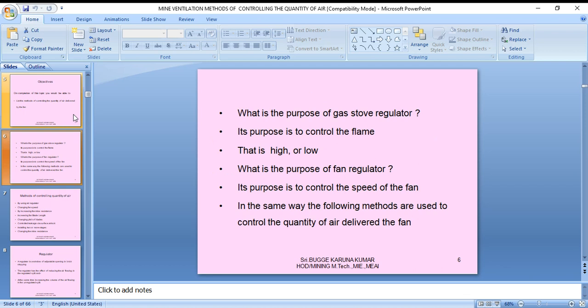Let us see some regular applications of regulators in your house. What is the purpose of a gas stove regulator? When you go to the kitchen, you can observe the mother cooking. The gas comes directly to the nozzles of the burners. One or two or three burners are there, sometimes four burners are used. Required only for the washing one, sometimes you use two.